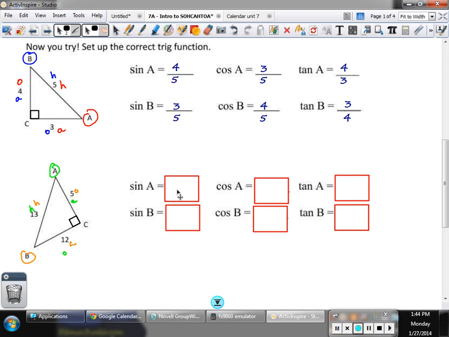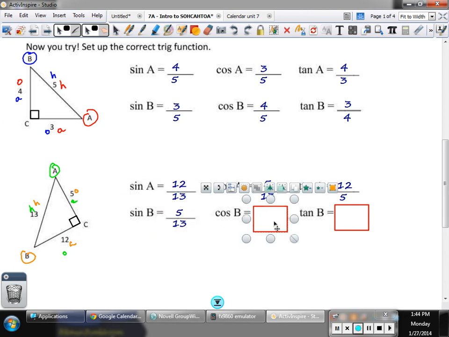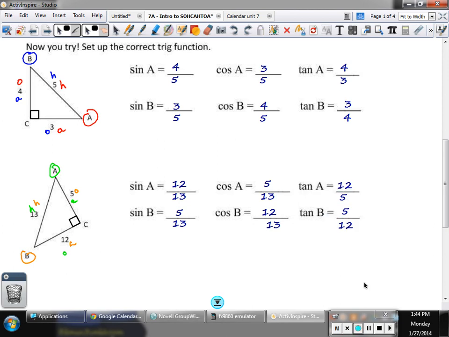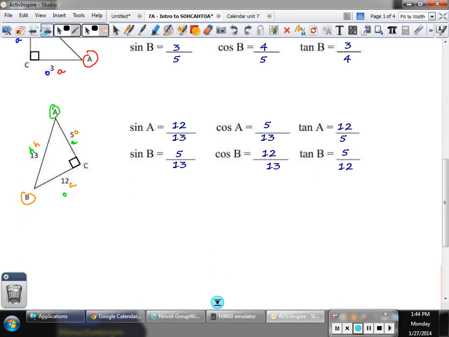Okay, sine of angle A is 12/13. The cosine of angle A is 5/13. And the tangent of angle A is 12/5. The sine of B, 5/13. The cosine of B, 12/13. And the tangent of B, 5/12. All right, let's take a look at the next page.